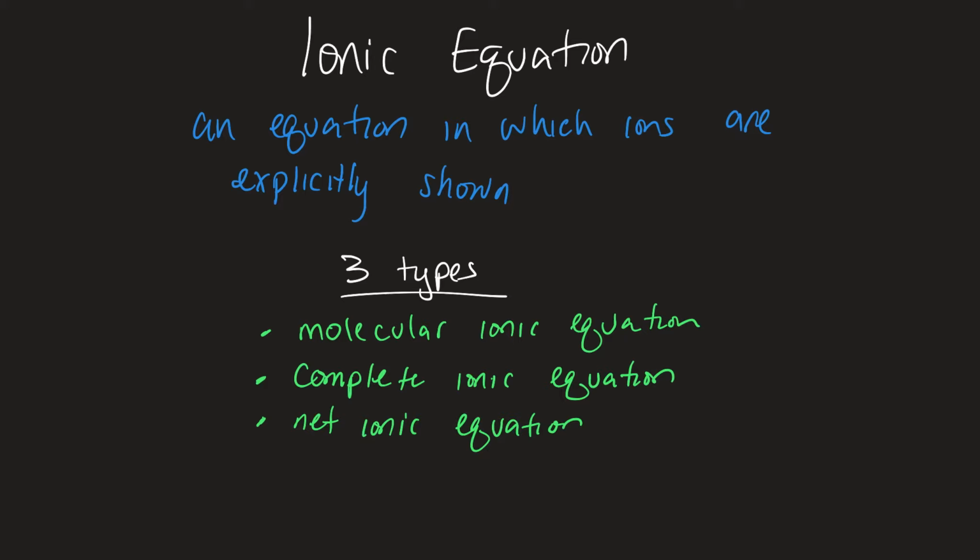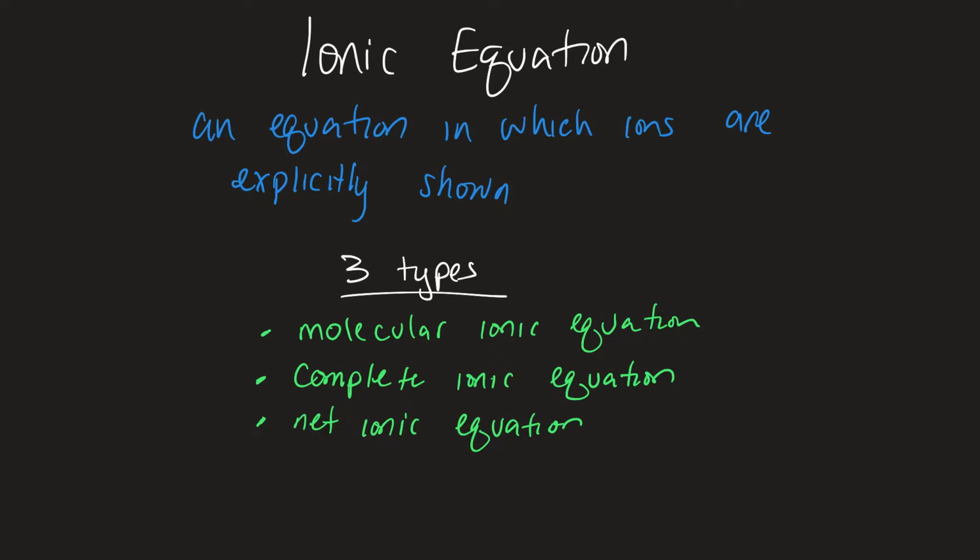So in this video, we're going to talk about ionic equations. An ionic equation is basically an equation in which ions are explicitly shown. There are three different types: molecular ionic equations, complete ionic equations, and net ionic equations.